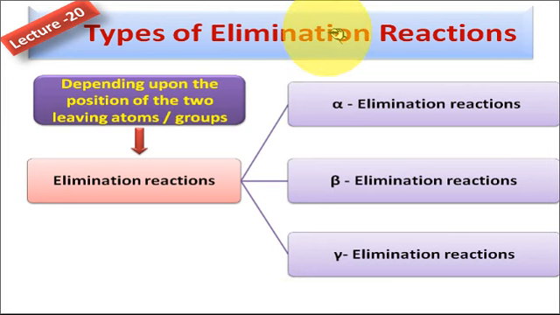Now, types of elimination reactions. Depending upon the position of the leaving groups, that means the groups which are eliminated from the parent molecule or substrate molecule, elimination reactions are classified as alpha elimination reactions, beta elimination reactions and gamma elimination reactions.